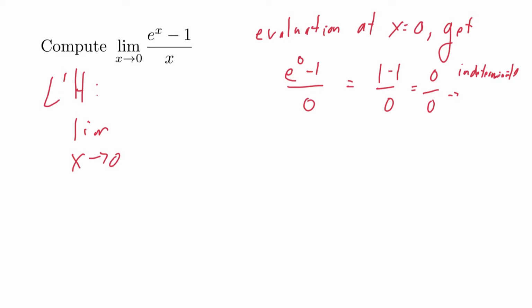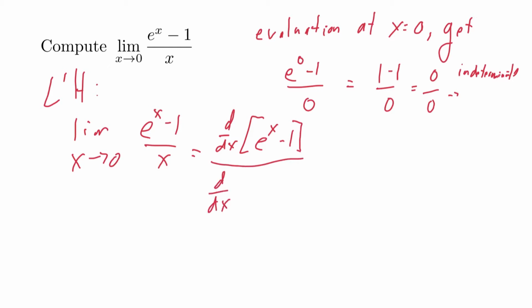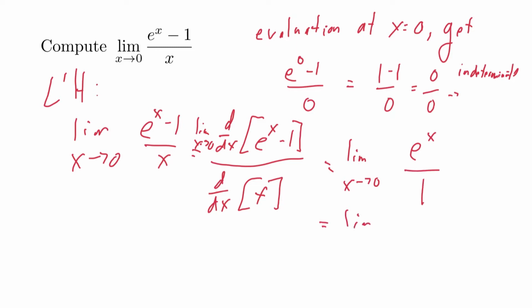So the limit as x goes to 0 of e to the x minus 1 over x. I'll differentiate the top and the bottom. And what do I get? Well, the derivative of e to the x is e to the x, and the derivative of x is 1. So I get the limit as x goes to 0 of e to the x, which is 1. Not too bad.